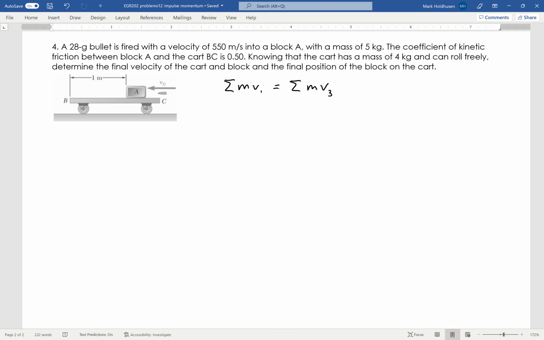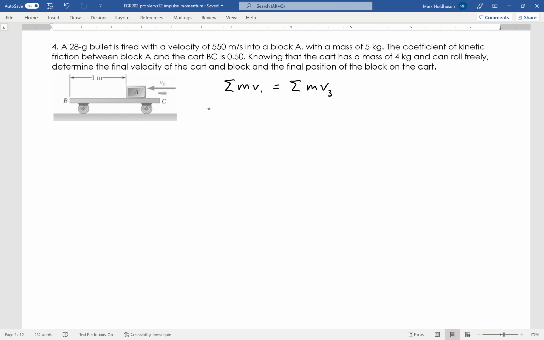Bullet and block hit each other, well, that's an internal impulse. Block slides on cart, well, if I take the cart and the block together, that's all internal. So for that whole process of the bullet colliding and the block sliding, when all's said and done, if I take the system as a whole, all of that is internal impulses. So momentum will be conserved.